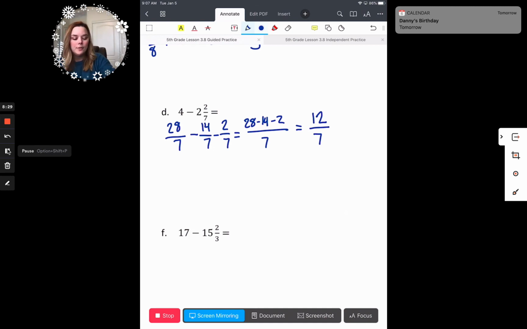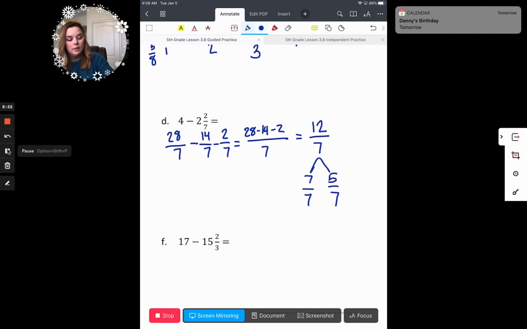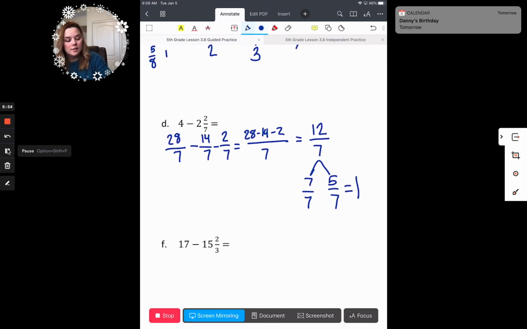One way we can think about this is that we have 7/7. And then after that, we have 7, and then 8, 9, 10, 11, 12 extra 7s. So we have our 5, right? So 5 more 7s gives us our 12. So 12/7 is going to be equal to 1 5/7. So 4 minus 2 2/7 is equal to 1 5/7.